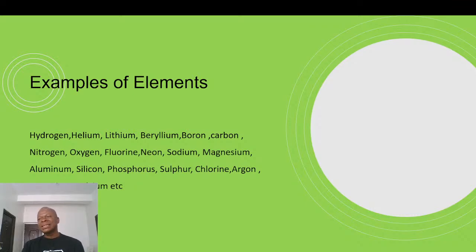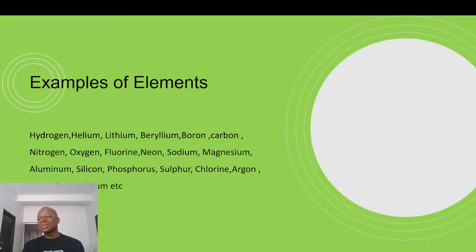We have examples like hydrogen. We know hydrogen has atomic number 1. We have helium, which is 2. We have lithium, which has atomic number 3. We have beryllium. We have boron. We have carbon, which we are familiar with, especially when we want to talk about organic chemistry. We have nitrogen. We have oxygen, which we make use of every day in our life, that we breathe in and out. We have fluorine. We have neon.